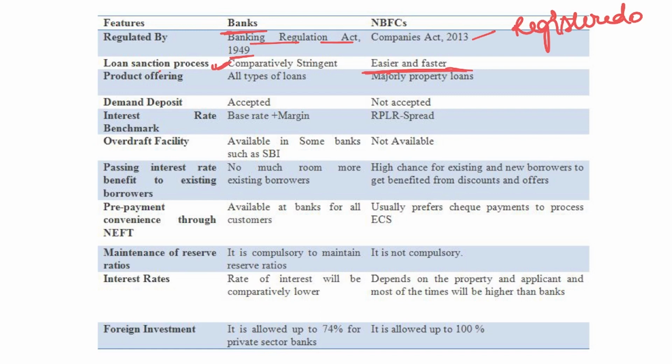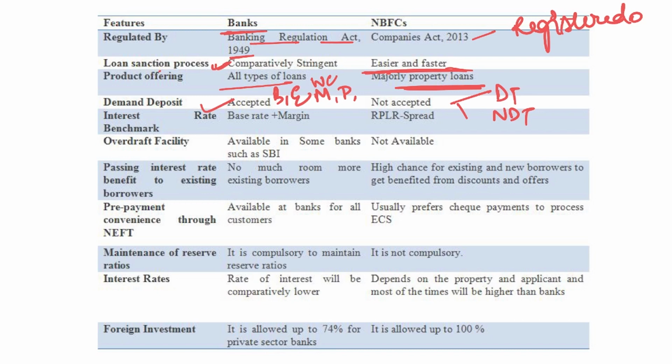Next is product offering. All types of loans they offer, let's suppose working capital, medical, personal loan, business loan, education loan. But NBFCs usually do loans on property. Demand deposit, yes, definitely that is basically how banks earn. They take money, and then on this money they give loans and earn interest, and that is the income of the bank. NBFCs, as I told, are of two types: deposit taking and non-deposit taking. So all of them don't go for this.